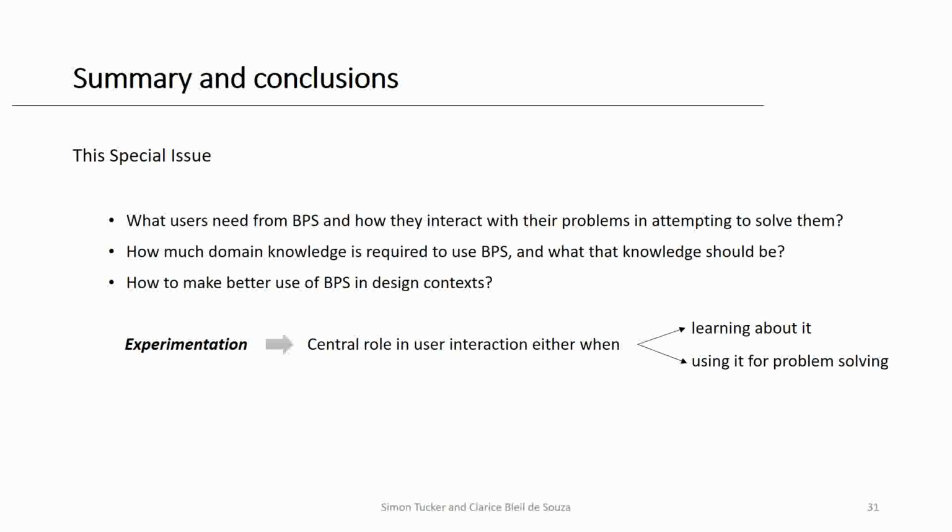Which then brings us to our summary and conclusions of the special issue, in which we bring some topics to be further developed, in the sense of thinking about what users need from simulation and how they interact with their problems in attempting to solve them, as a fundamental thing to think about when you are improving or developing your tool. And then how much domain knowledge is required to use simulation and what that knowledge should be when we are teaching simulation, or even when we are attempting to learn it. And how to make better use of the simulations in the design context.